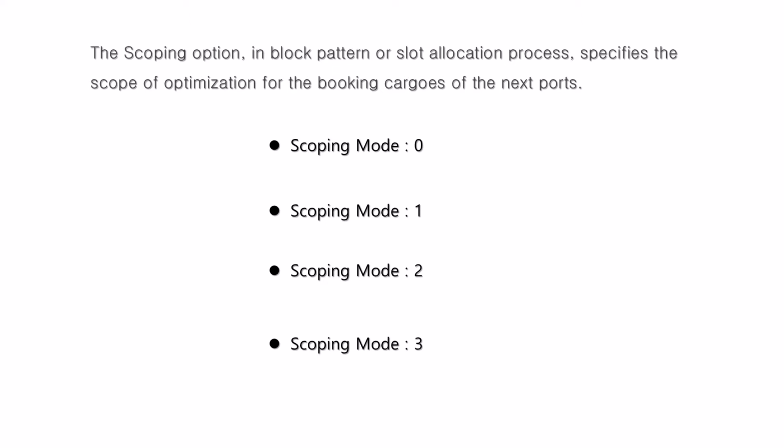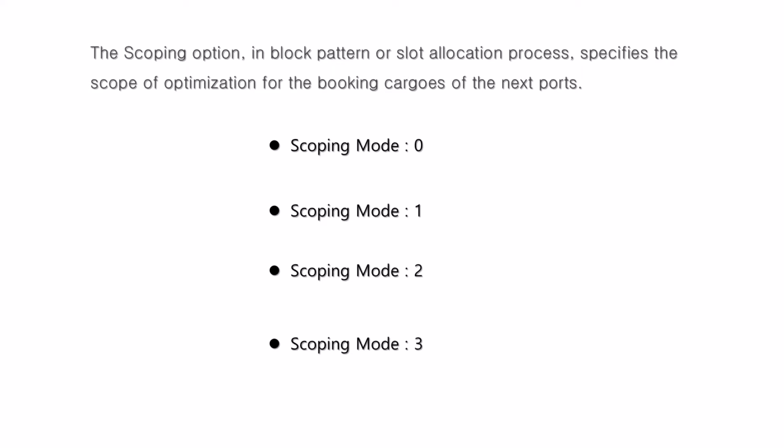When allocating slots, it takes into account the shipment of the next port cargo. Scoping option 2 is an option to calculate the cargo loading pattern at the intermediate ports of call when calculating the block pattern, in addition to the function of scoping option 1. Scoping option 3 is a function that optimizes the entire port of call by taking into account all shipments of the target port and the next ports in the process of optimizing the block pattern or slot allocation.